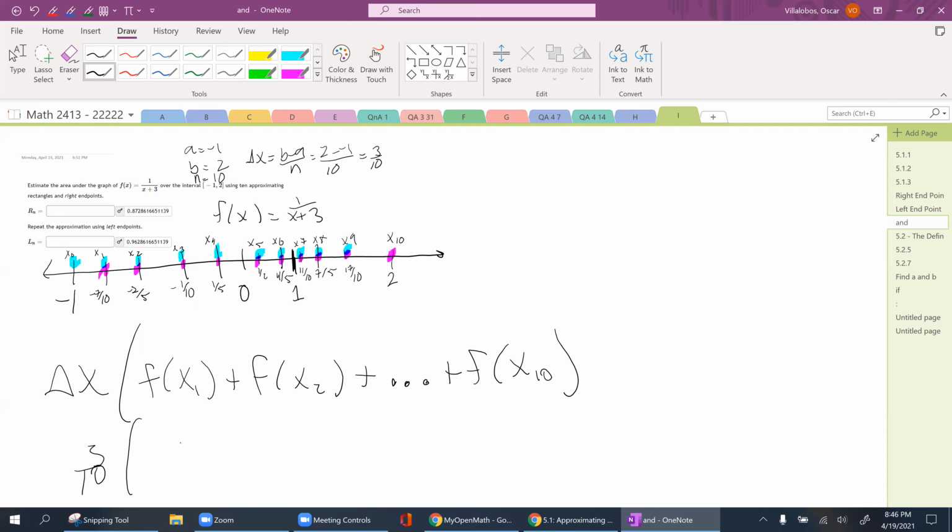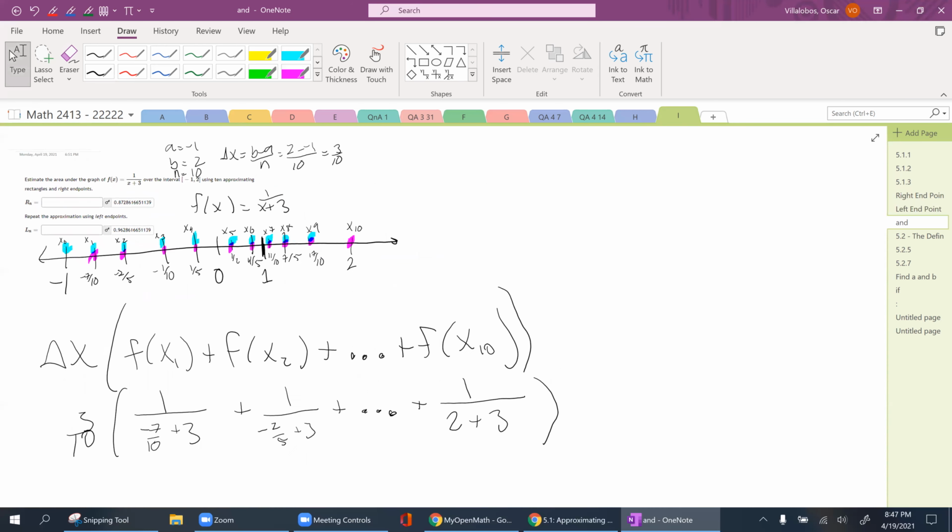So in other words, delta x is 3 over 10 times my function at that first endpoint. So this would be 1 over negative 7 over 10 plus 3, plus 1 over that second endpoint, negative 2 over 5 plus 3. And yes, please, you would have to use fractions. Do not use your decimal points. Plus the function with 2 at the end, so this would be 2 plus 3.